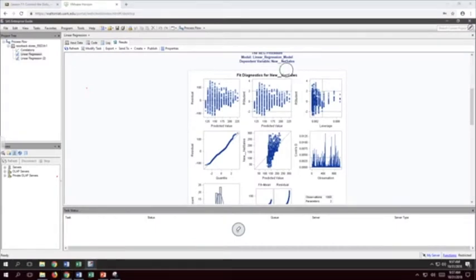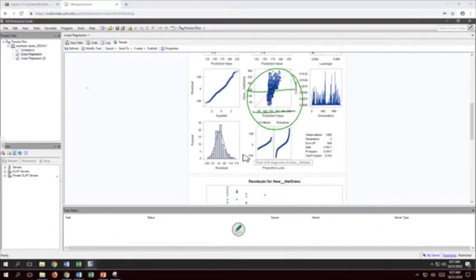So that would be this one right here. We're going to check this one for outliers. And then we're going to check this one right here to see if things are normally distributed. Those are really the two big ones that we're going to look at.